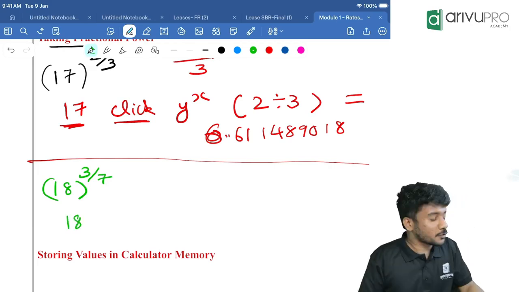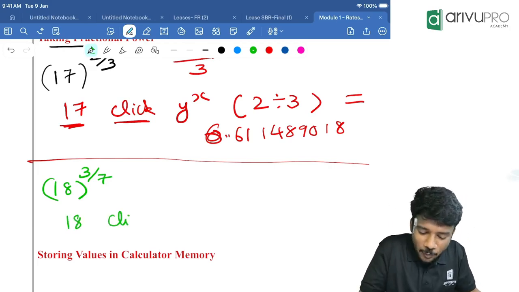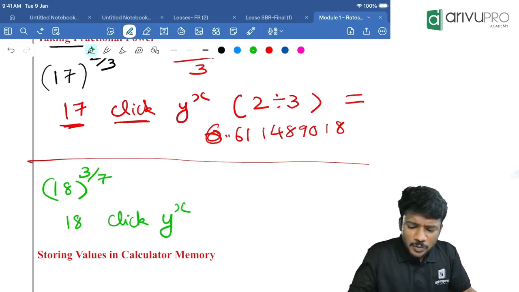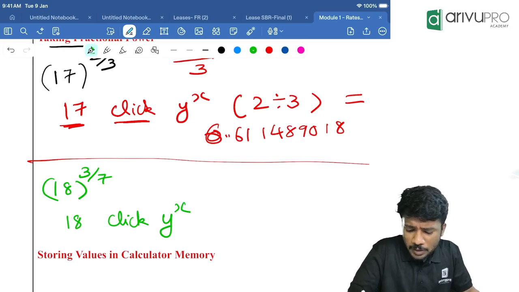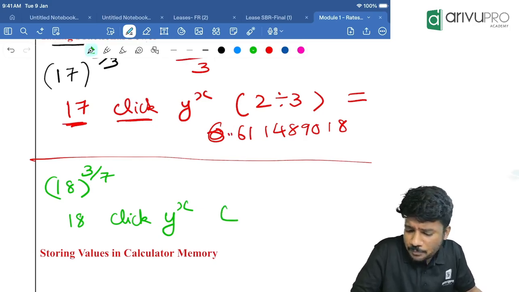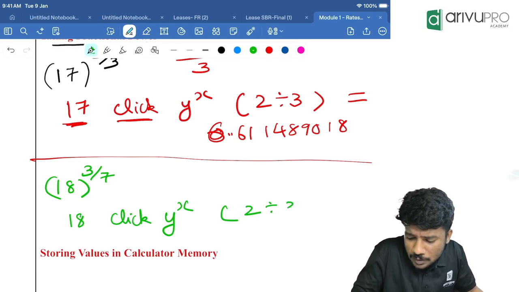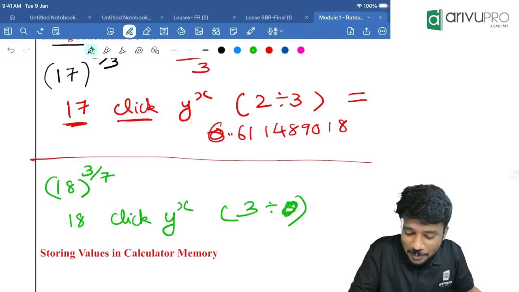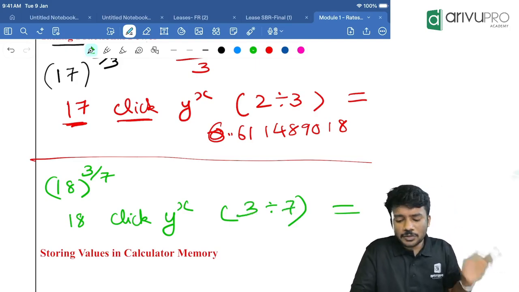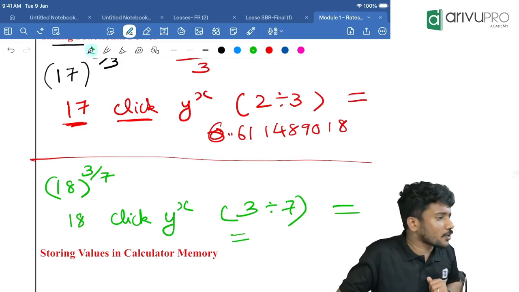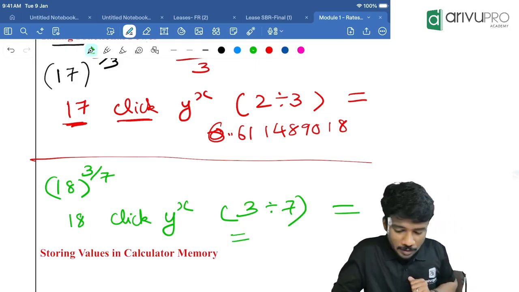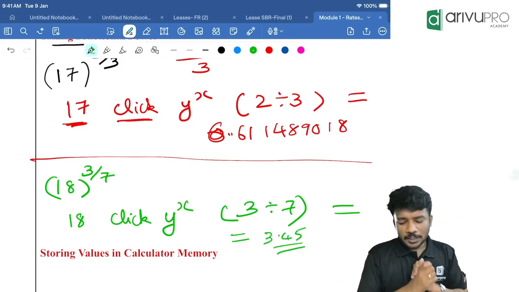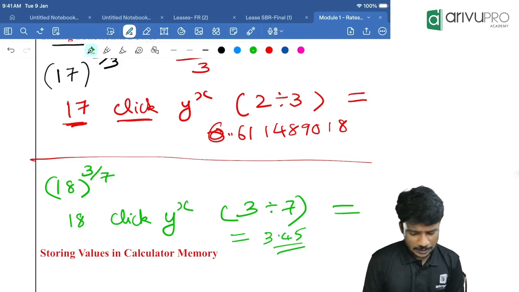Type 18 on your calculator. Click y raised to x. After that, we need to put the bracket. Then put 2 divided by 3, sorry, not 2 divided by 3, I put the same value. 3 divided by 7. Then click equal to and you will get the answer. How much is the answer you are getting on the calculator? 3.45. Okay, fine.